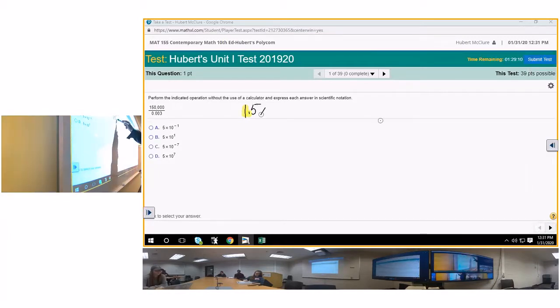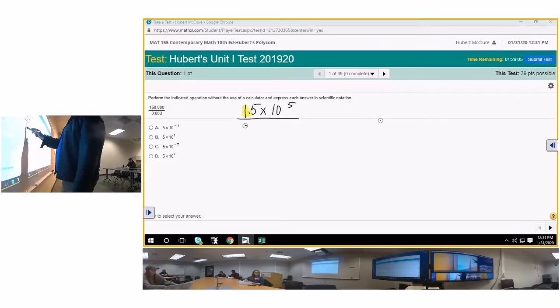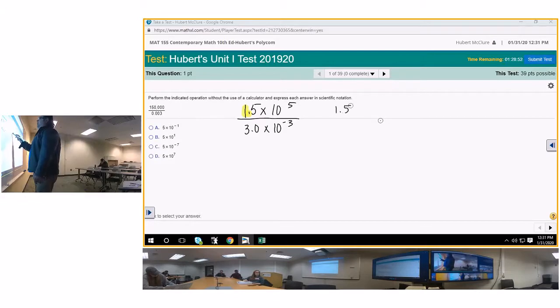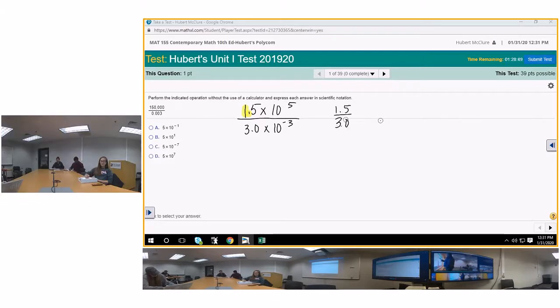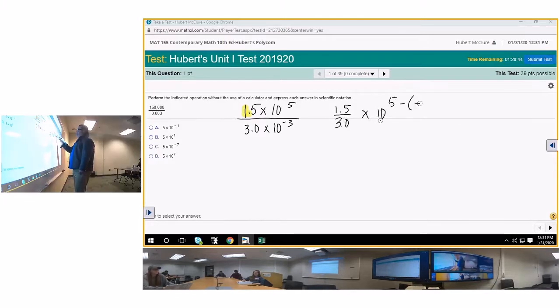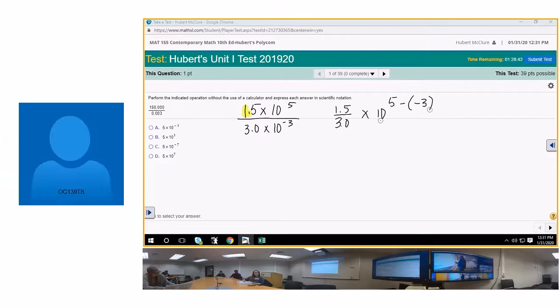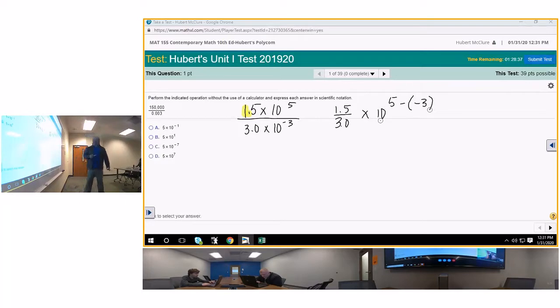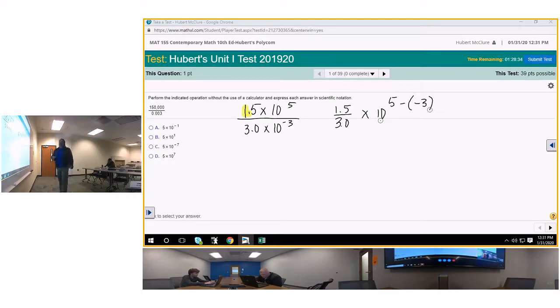1.5 times 10 to the 5th over 3.0 times 10 to the 3rd. Negative 3rd, sorry. So that's going to be 1.5 over 3.0 times 10 to the 5 minus a negative 3. Somebody take your calculator, and you can use your calculator on this. Somebody divide 1.5 divided by 3. Tell me what you get.